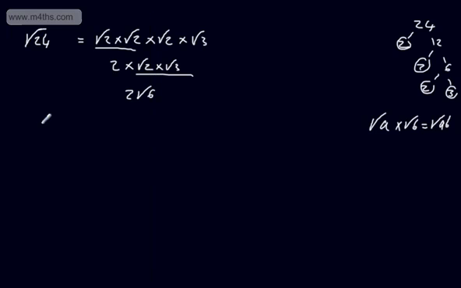If we took, for example, the root of 50, well, I'm looking at this thinking, well, that's the root of 25 times the root of 2. That's going to give me 5, so I've got 5 root 2.